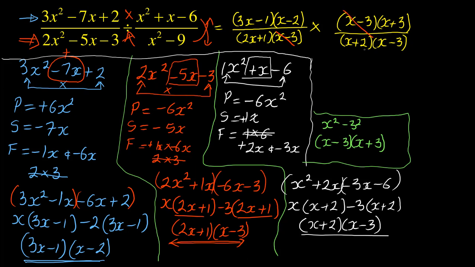And what else do you have? Do you have any other things cancelling? You've got 3x minus 1, you've got x minus 3 even was cancelling there. You can actually have done this to say x minus 3 cancelled there, and this was x plus 2 in this case.